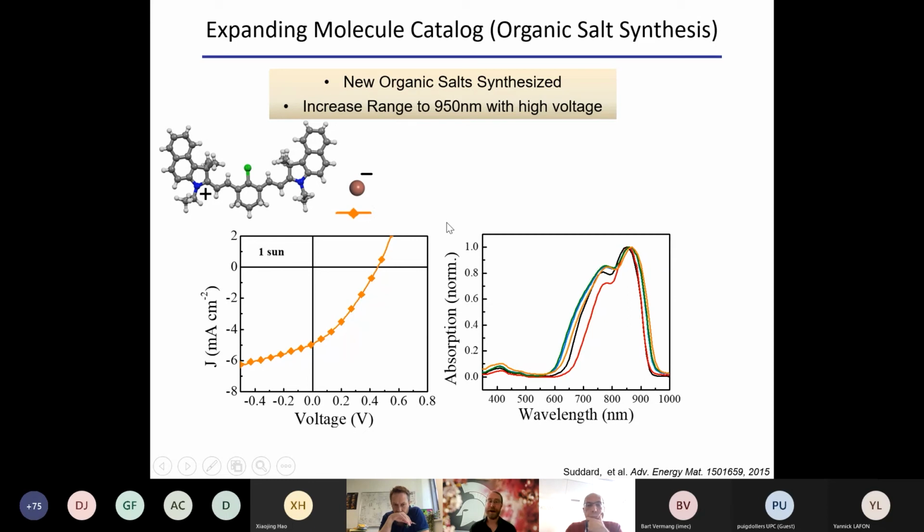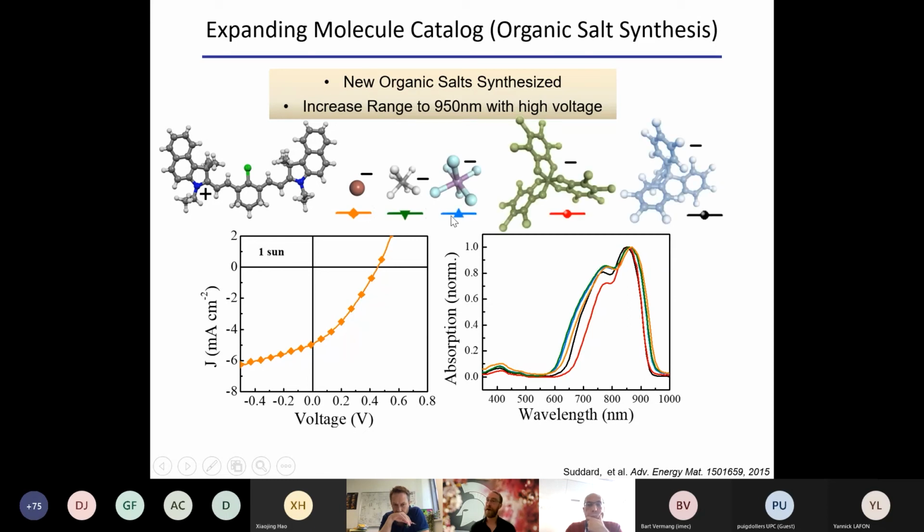And we asked a simple question: what does the counterion do? We thought that if we change these counterions, we'd have an effect. At the time, people thought that this had no effect.